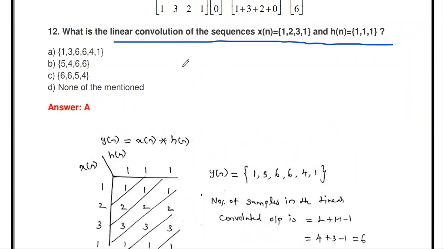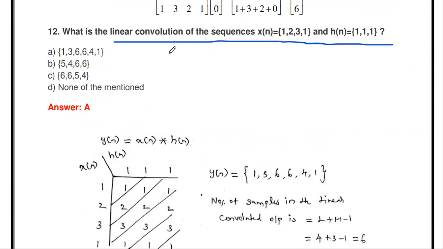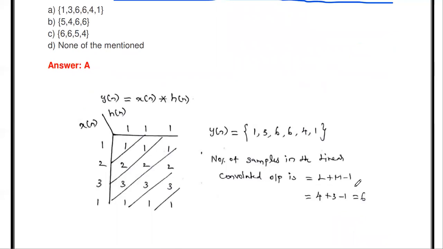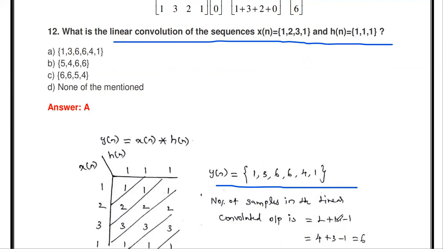To perform the linear convolution, we may use the tabulation method. The answer obtained from linear convolution is not the same as that of circular convolution. Here, both sequences need not have the same length; they may differ, so there is no need to append 0 to the sequence. The number of outputs obtained in linear convolution is L plus M minus 1, where L is the length of the first sequence and M is the length of the second sequence.